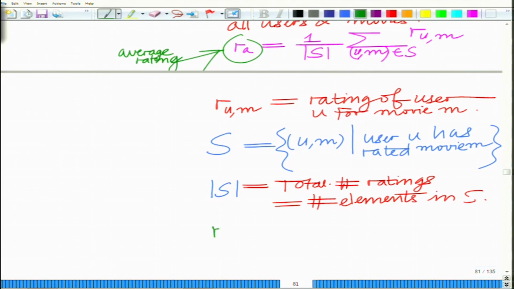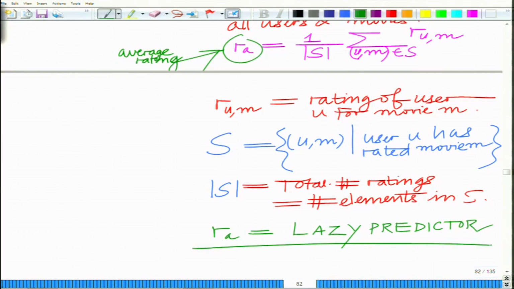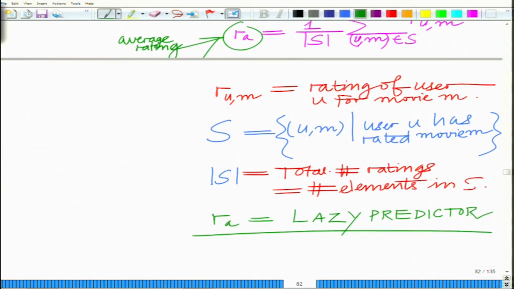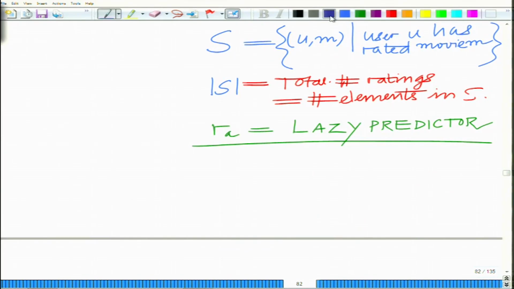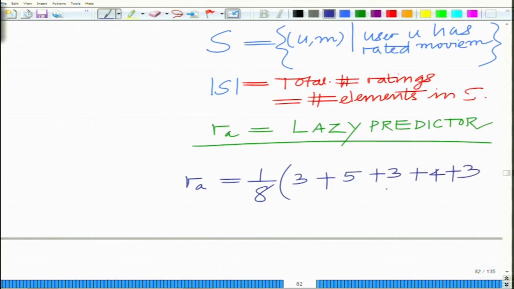Okay, so you can think of RA as a lazy predictor, something that, as I said, is a back of the envelope calculation. That is something that you would do if you were grossly oversimplifying the entire process. And for this example, the average is RA equals 1 over 8, total number of ratings is 8. Simply take the average: 3 plus 5 plus 3 plus 4 plus 3 plus 2 plus 5 plus 4.